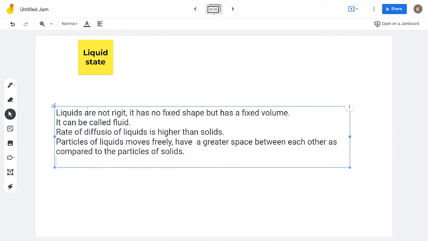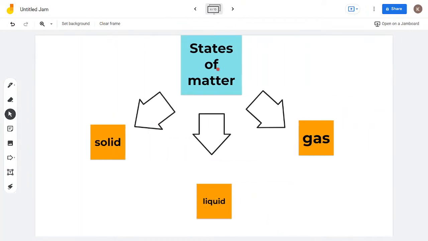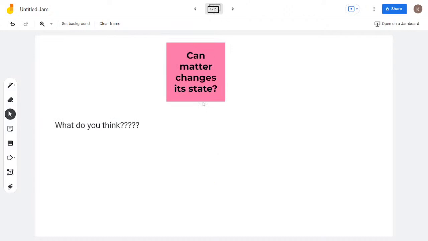So this was all about the three states of matter: solid, liquid and gas. So we are done till here. Our next subtopic is, can matter change its state? What do you think about it?